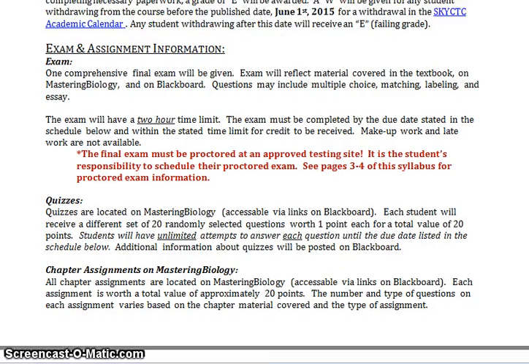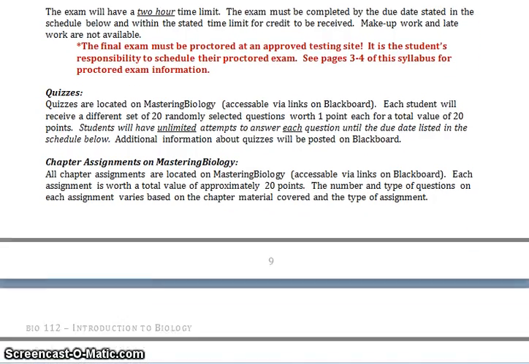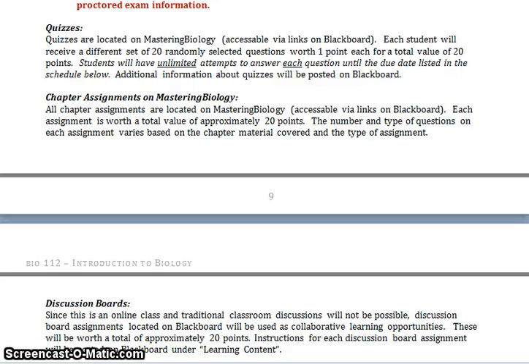And then chapter assignments, those are also located on the Mastering Biology MyLabs Plus. Each assignment will be based approximately 20 points. You can see anywhere between like 5 and 40, depending on how much material we cover. Some chapters will barely skim, whereas others will go really in depth, and that will change the number of questions needed.